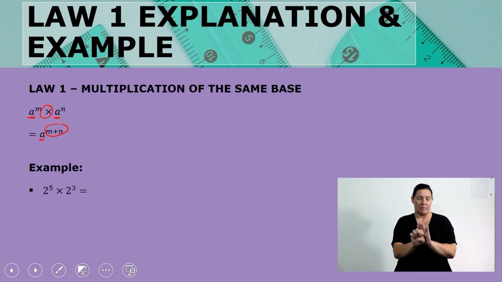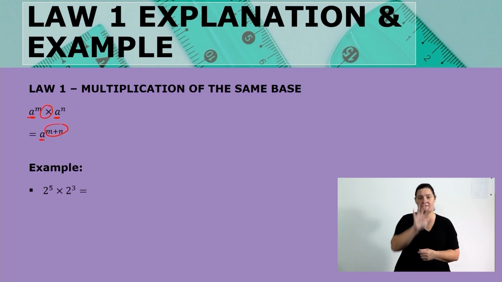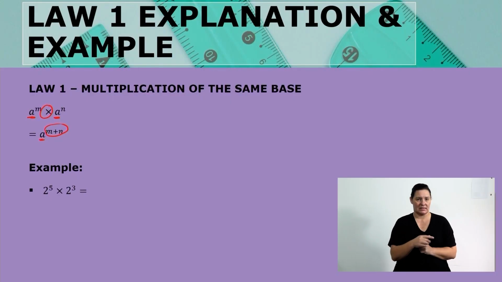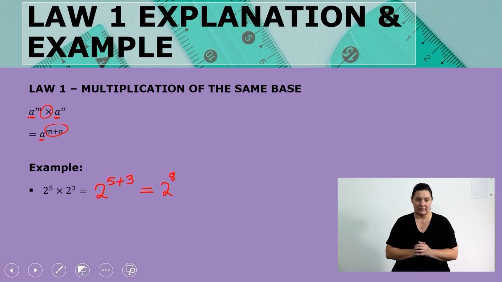Let's look at an example where we are using numbers. We have here 2 to the exponent 5 multiplied by 2 to the exponent 3. So according to the law, what do you think is going to happen to this calculation? Yes, you are correct. We are going to keep the base and then we are going to add the exponents. So this means that our answer is going to be 2 to the exponent 5 plus 3, which gives us a final answer of 2 to the exponent 8.